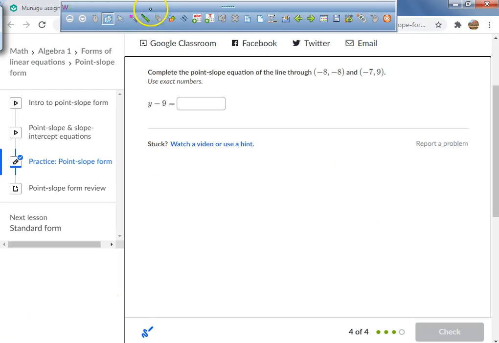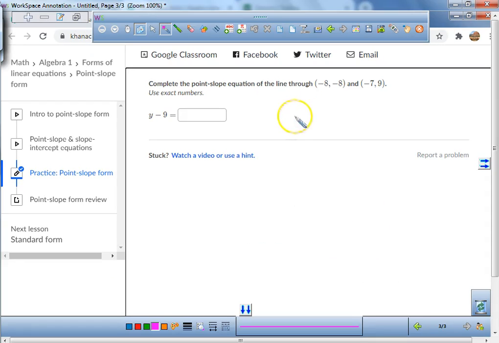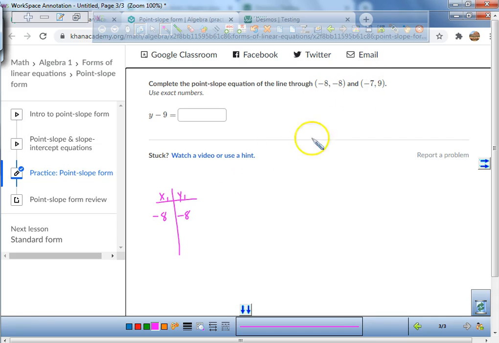All right, here's the last problem that I'm going to do. So the first thing I'm going to do is I'm going to make a little table. I'll call it my x1, y1. I got a -8 and a -8, and then I got a -7 and a 9. So I'm going to write down my formula. Y minus y1 equals m parentheses x minus x1.